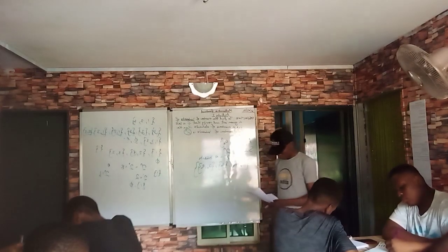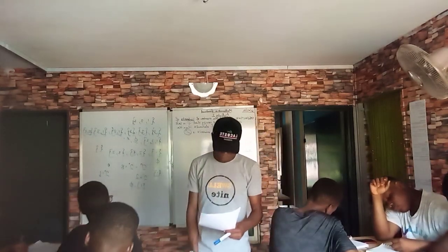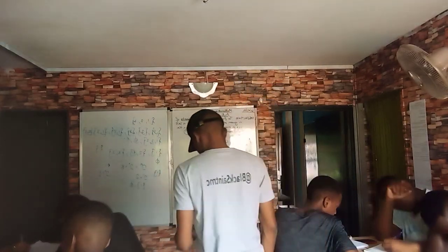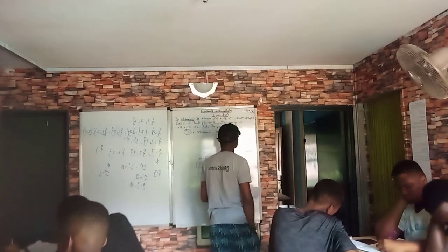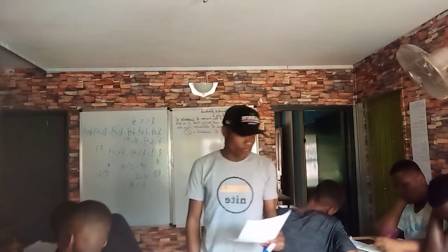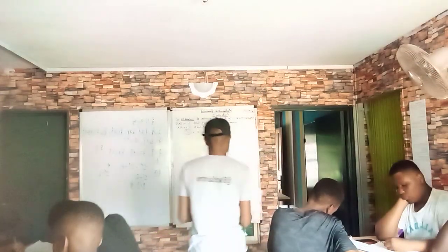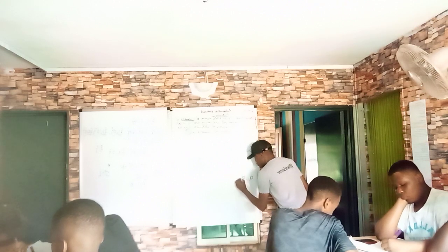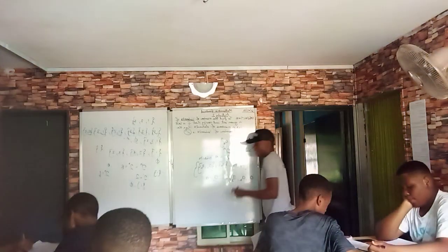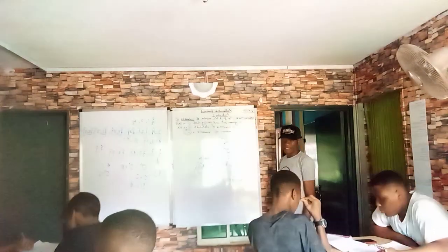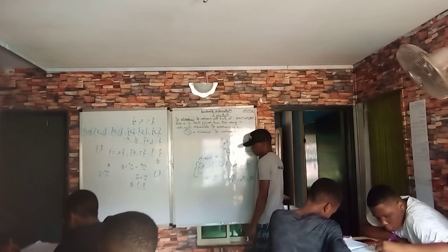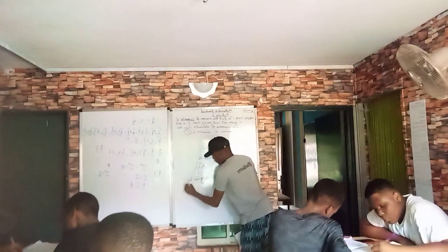Number 4. If we continue this way, it means the number of subsets of a set A containing n number of elements A1, A2, A3, dot dot dot to An is given by 2 raised to the power n.